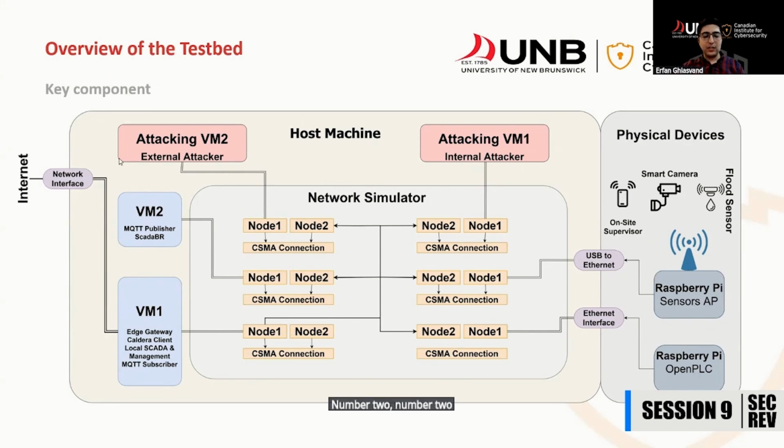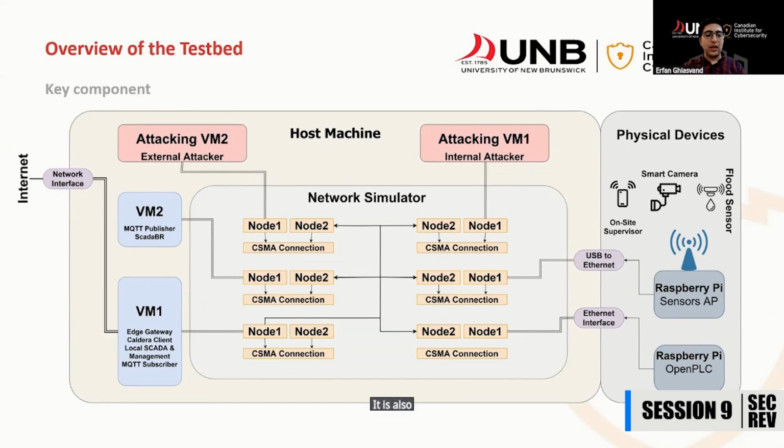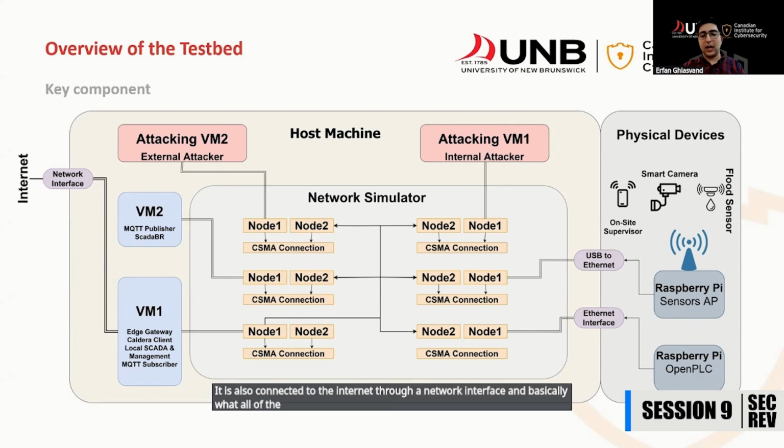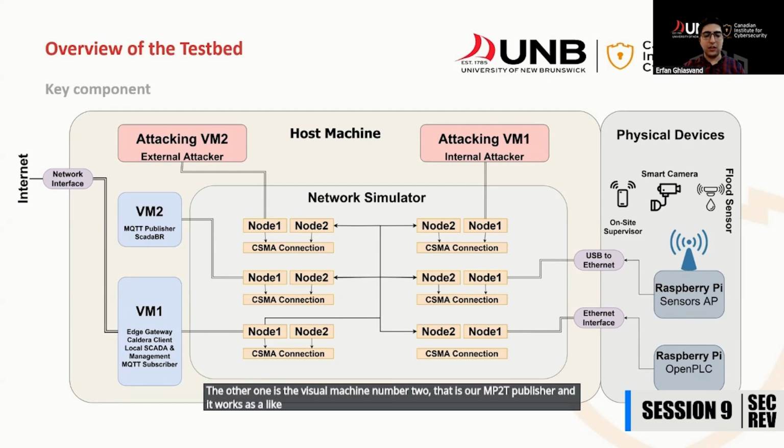VM1 is the main component here. It is our edge gateway, and it hosts our Caldera client, works as a local SCADA and management device, and is also our MQTT subscriber. It is also connected to the internet through a network interface, and all of the other devices have access to the internet using this one. The other one is virtual machine number 2, our MQTT publisher, and it works as a host of SCADA VR. We have two attacking virtual machines.